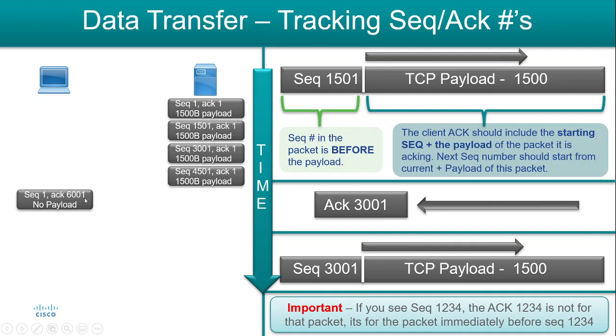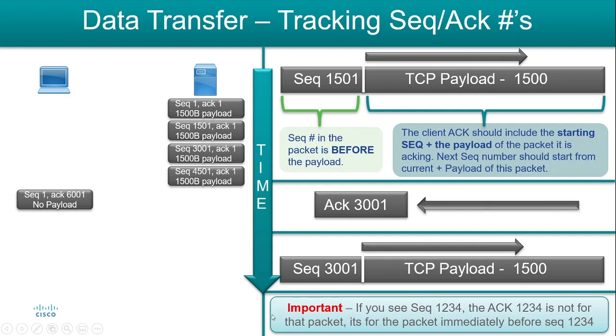Once the client now gets this, so here we can see we start at 1, we have a 1500 byte payload. Therefore, this packet ends at 1500, so the next one will pick up at 1501. It also has a 1500 byte payload, so the next frame will now start at 3001. It has a 1500 byte payload, so the next one starts at 4501 and has a 1500 byte payload. When I add these two numbers together, that's where we get this acknowledgement of 6001.